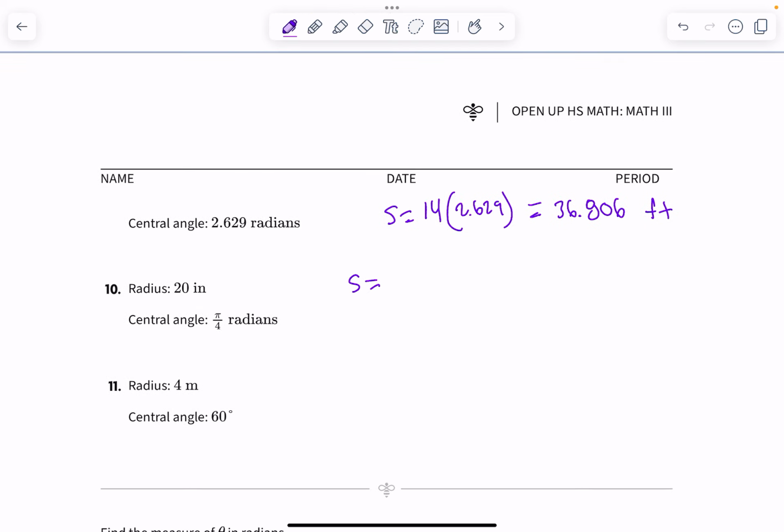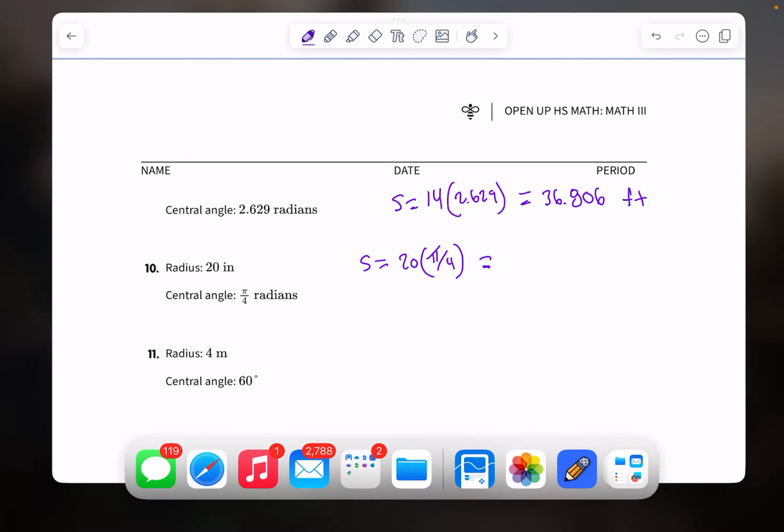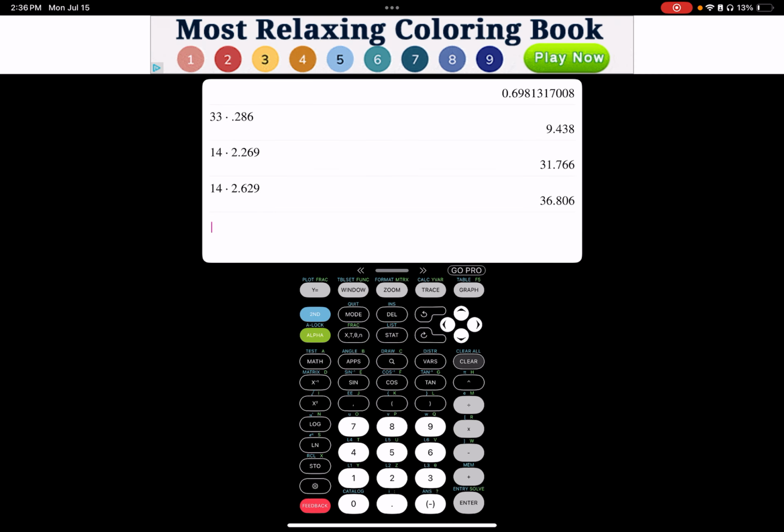Same thing here. This is going to be 20 times pi over 4 radians. Do not be afraid that it's a fraction, right? Your calculator is smart enough to do that. So we'll get 20 times pi over 4 radians. Enter.